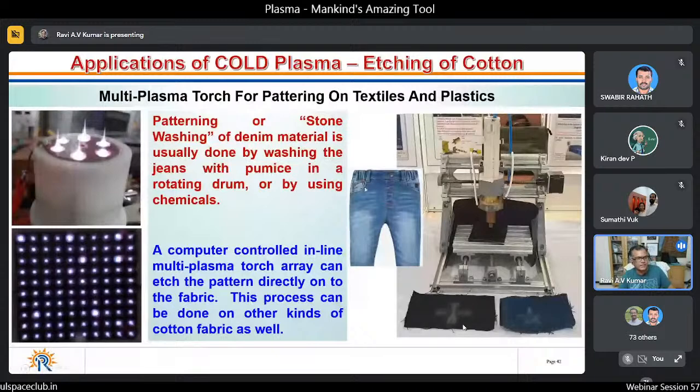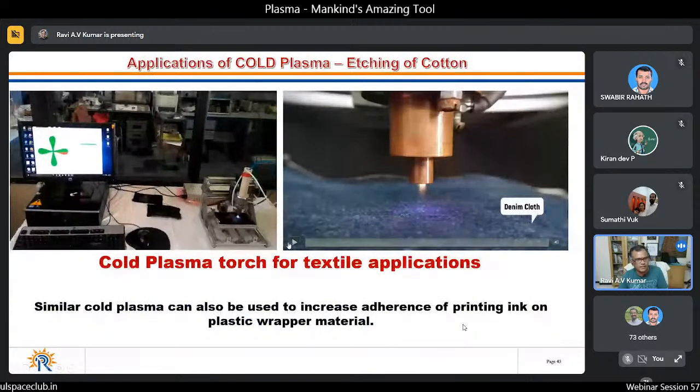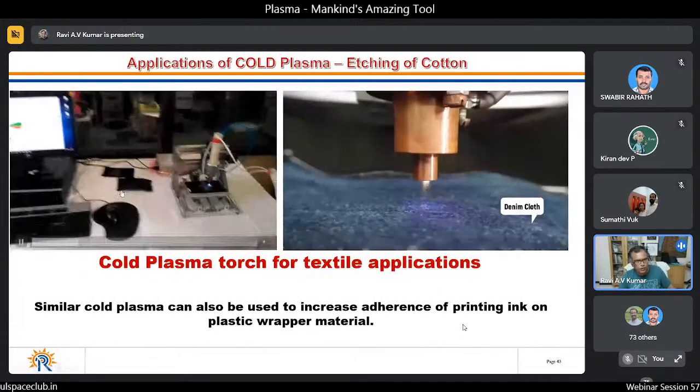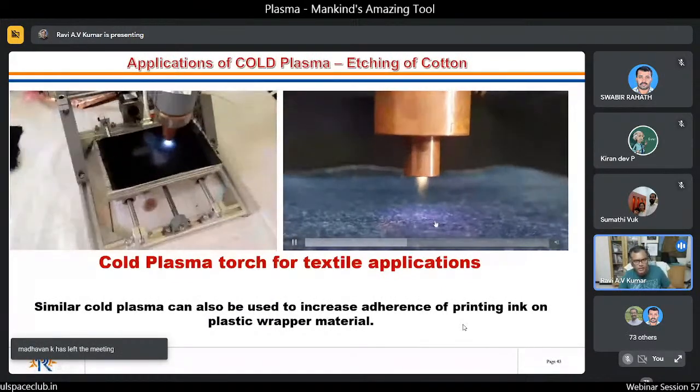Now, another thing that is commonly used is for etching materials on cloth. For example, this denim, we have this stone wash. This is usually done by chemicals or by lasers. But with plasma also, you can do that by using different small kinds of plasma etching like this. So now if you watch this image, this is the plasma coming out of this machine, and this is the denim material.